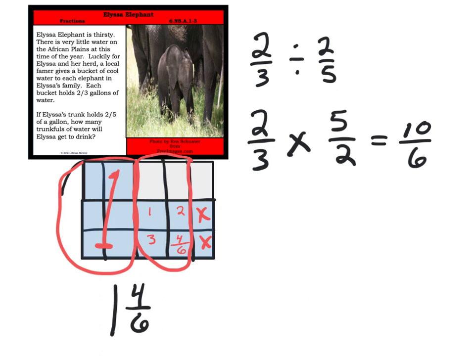I'm going to do that in a moment because this is top heavy or an improper fraction because my numerator is bigger than my denominator. I'll change that in a minute. First, I want to show you mountains and valleys. So let's come back over here.